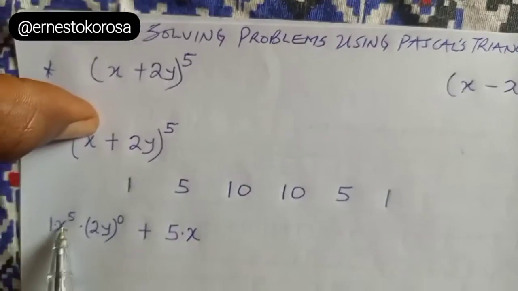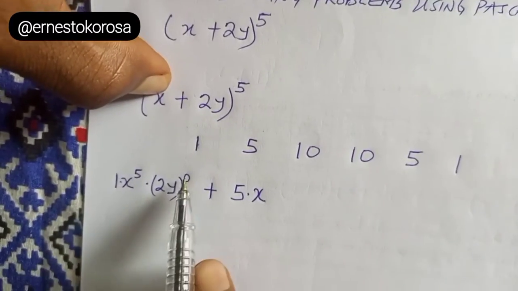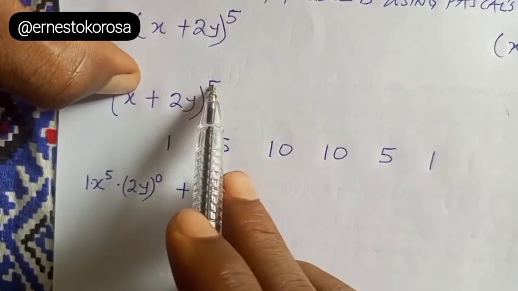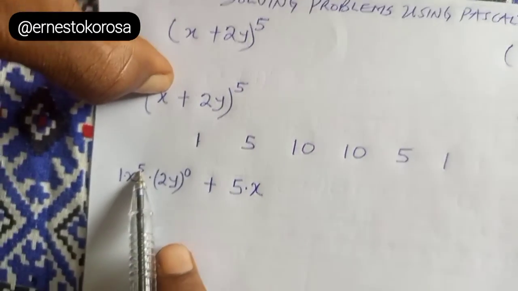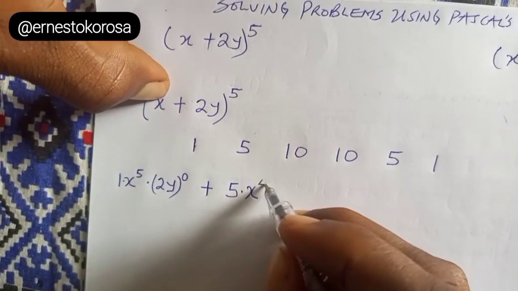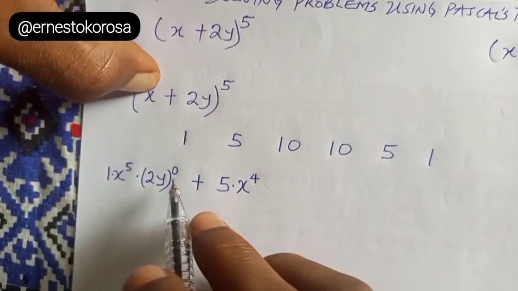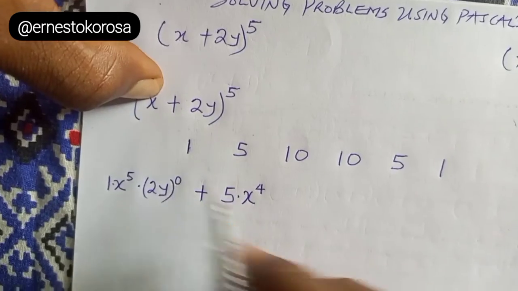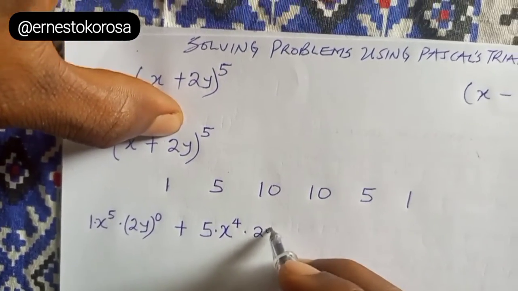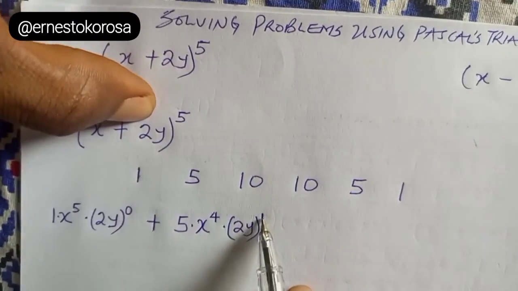Now, like I said earlier, as x reduces, y will increase. 5 plus 0 gives us 5, and that is the power we have here. So x will always decrease. Instead of having 5 here, we have x to be 4. You can see it decrease. As it decreases, y will also move from 0 to 1. Now, watch, this is what I mean. Times 2y raised to power 1. Initially it was 0, but now it is 1.